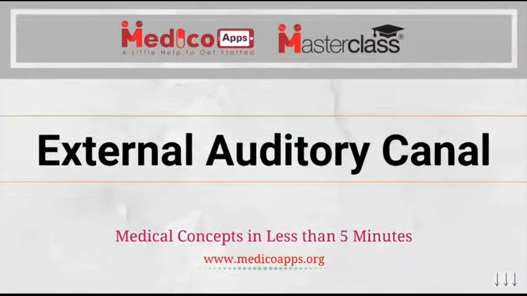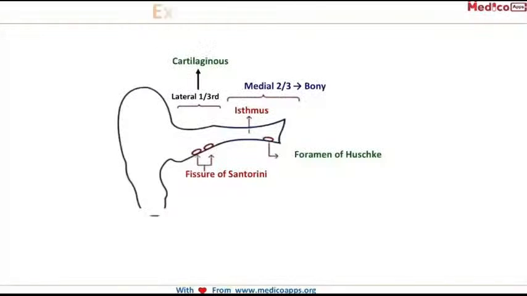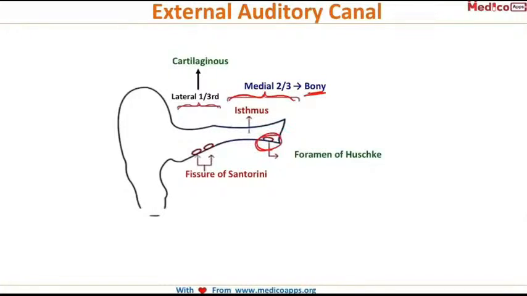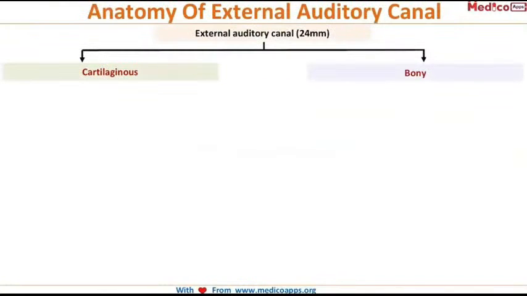Now let's proceed to the external auditory canal. So this is how the external auditory canal appears. The lateral 1/3 is cartilaginous and the medial 2/3 is bony. Here is present the foramen of Huschke, and here is the fissure of Santorini. Now let's understand in detail. The external auditory canal's total measurement is 24 millimeters. Please remember this length, and it is divided into cartilaginous and bony parts.